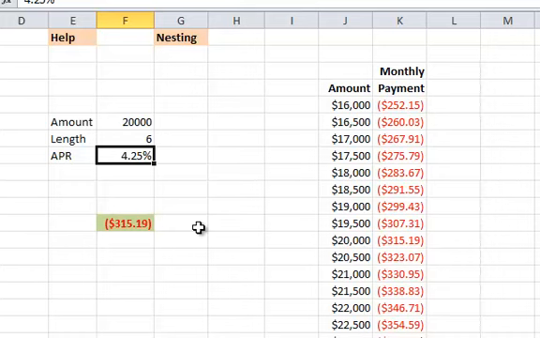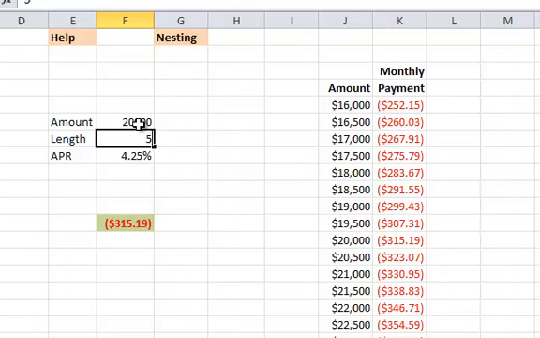Maybe I want to compare one bank that has a loan for 5 years at a certain percentage versus another bank that has one at 6 years at a certain percentage and all that sort of stuff. That's why we like spreadsheets, because we can do all that sort of stuff. Okay. So we can do that.